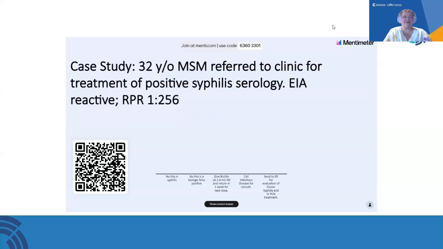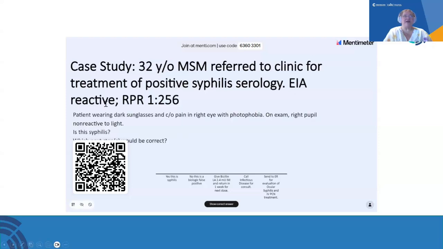Yes, that's correct. Yes, we have reactive and RPR. So we know we're dealing with syphilis in some form or fashion. So the patient comes in and he was wearing dark sunglasses. He had pain in his right eye with photophobia. And when we asked him to remove his sunglasses, we thought he was just being cool.